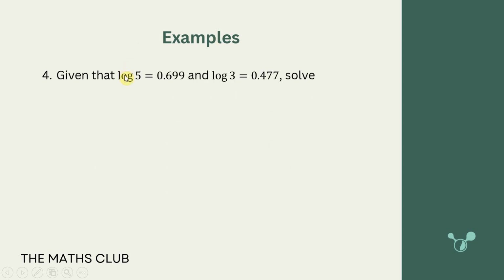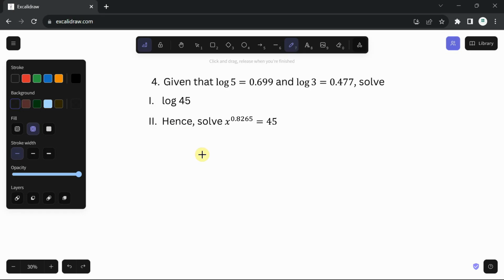Now let's look at the last question on this. It says, given that log 5 is equal to 0.699 and log 3 is equal to 0.477, we should solve. First one is log 45. How can I find log 45 in terms of 5 and 3? I could say 45 is like saying 9 times 5, right?